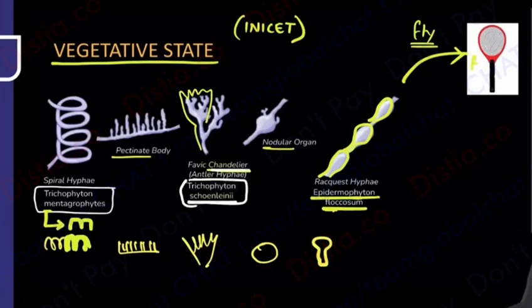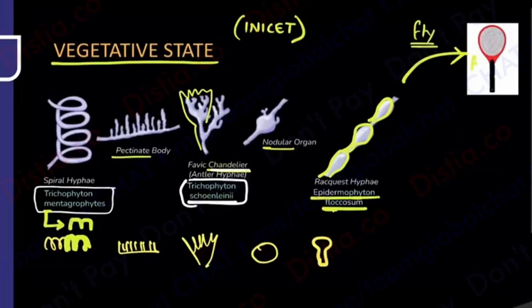These are the three main ones. Repeating: Trichophyton mentagrophytes, M like a spiral. Trichophyton schoenleinii, like a chandelier. And Epidermophyton floccosum, all the F sounds coming, so this is going to look like the fly racket. Okay, all said and done.